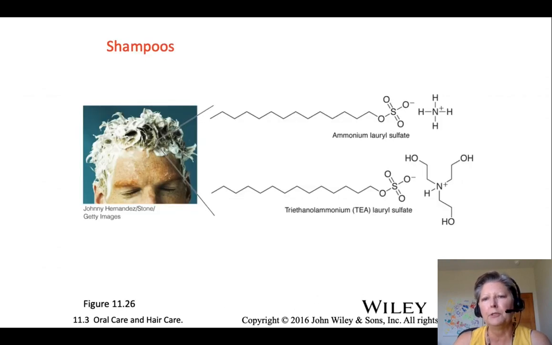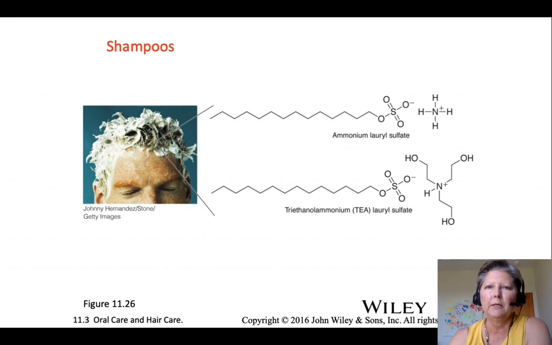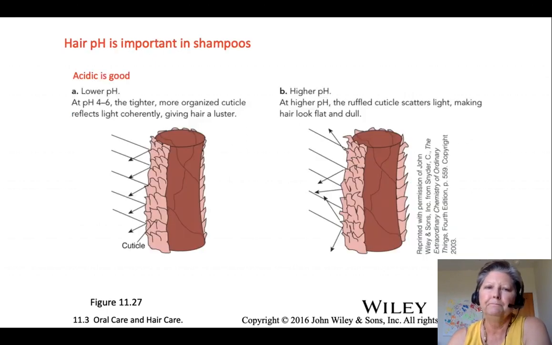This is a typical shampoo. If it has ammonium lauryl sulfate, you can see that's a sulfate anion there. Those are typical. They work well in hard water, like we talked about in part 1. And slightly acidic is good.